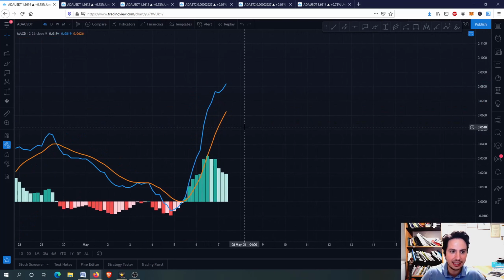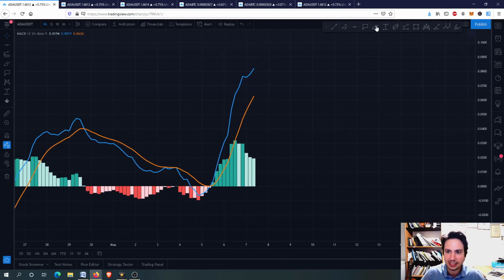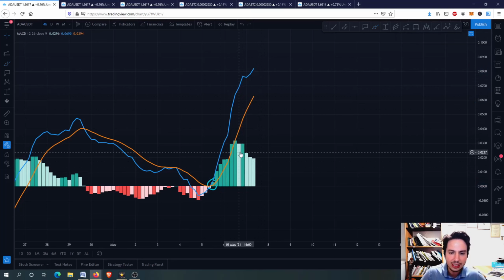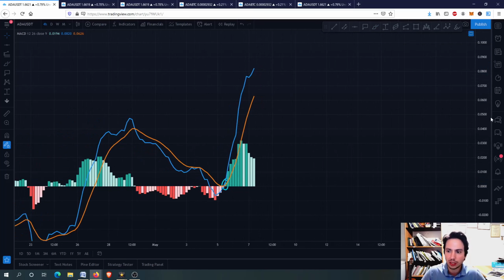Let's see the MACD in the 4-hour frame. As you can see here, we have this bullish cross, and therefore we gained some major distance here between the MACD, the blue line, and our signal line, the orange line. So this is looking very good for the 4-hour frame. That's what we wanted to see.